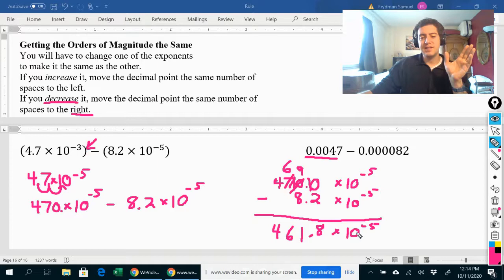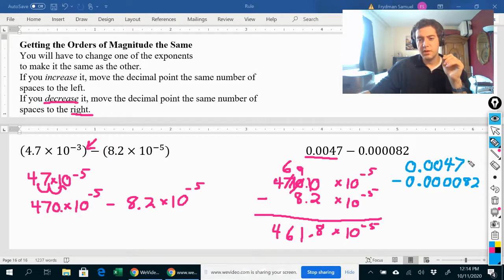Now, is this the same as what we would get here if we just subtracted these numbers? So let's go ahead and do that. I'll change the color over here. 0.0047 minus 0.000082. Let's put a couple of zeros in here. And it's almost the same. It's basically the same steps as what we did before. And I have a 6 here and a 4, 0, 0, 0. So there's my answer for that one in scientific notation.